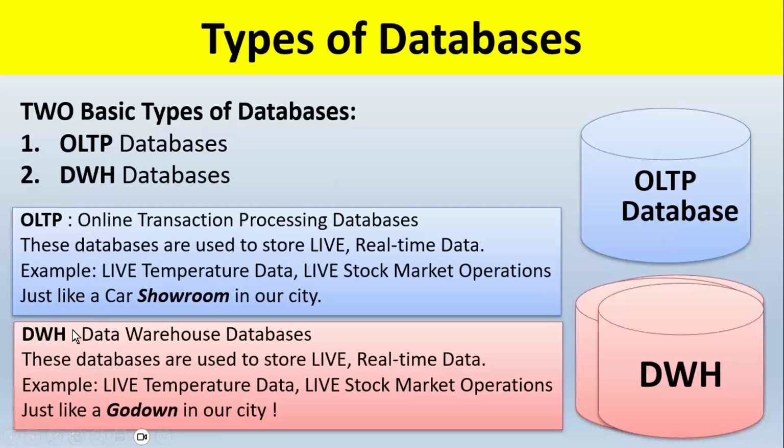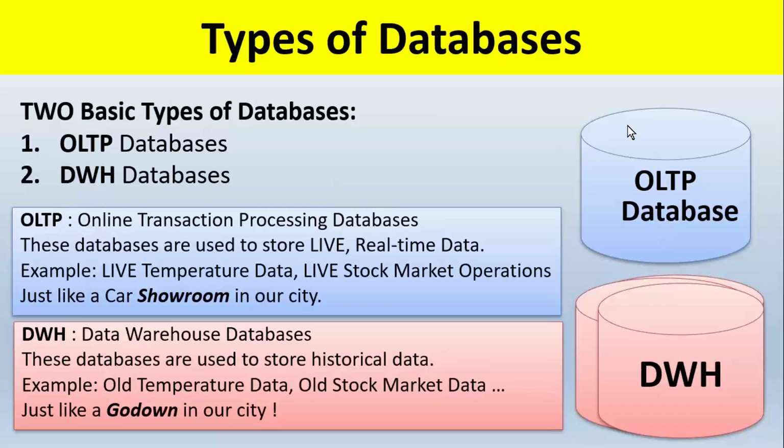Data warehouse, DWH, data warehouse. These databases are used to store historical data. What is that again? Old, historical data. So live changes to old. Instead of live temperature, it becomes old temperature data, past data, past temperature data, past stock market operations, past cricket match data, etc. Why? For accurate analysis, future forecasts, predictions, predictive analysis. So these are the two different database types, OLTP, data warehouse.